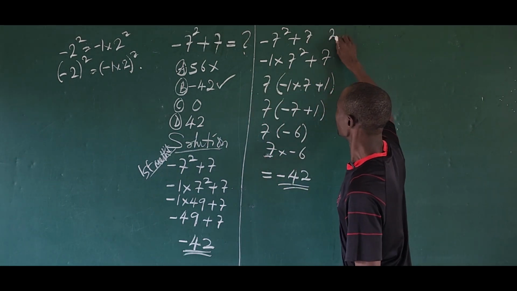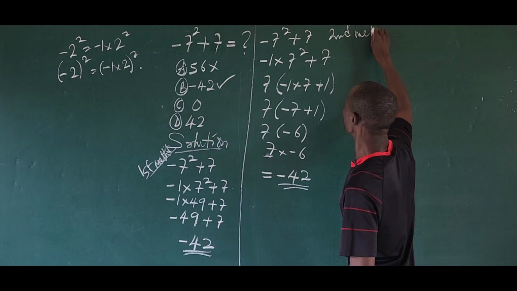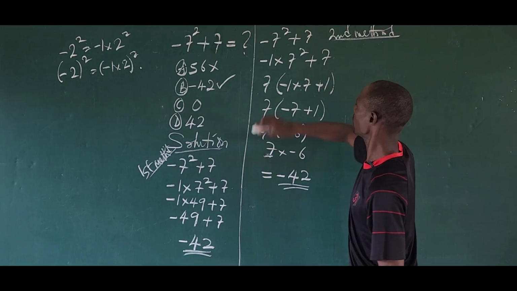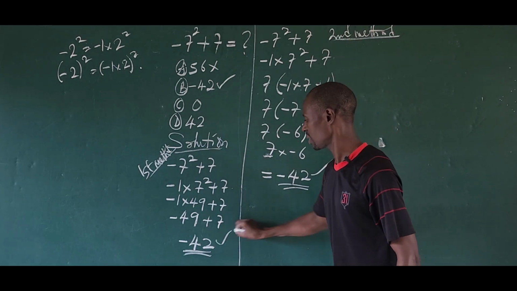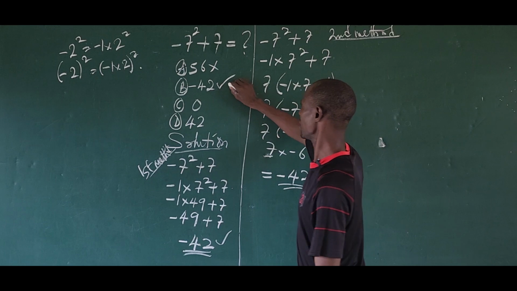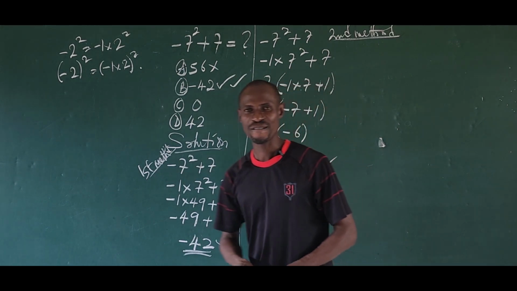So this is our second method, or second approach. The second method gives us the same thing the first one gave us. So the answer here is minus 42.